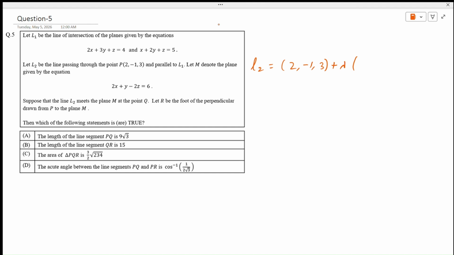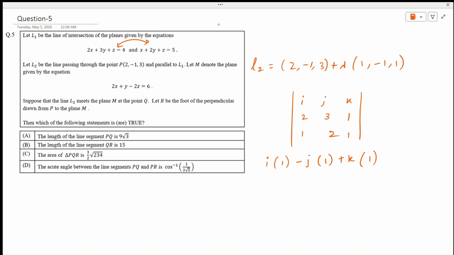of L2 is parallel to L1, and L1 will be parallel to the cross product of the normals of these two planes. So let us do the cross product. So i, j and k, and the normals are 2, 3, 1 and 1, 2, 1. So i of 3 minus 2, minus j of 2 minus 1, plus k of 4 minus 3 is 1. So the vector is 1, minus 1 and 1. This is L2.